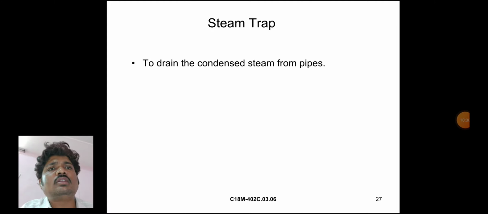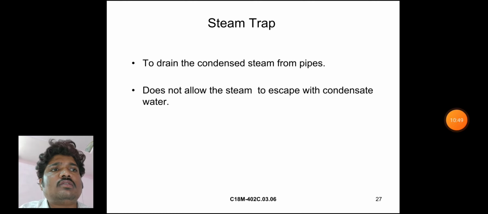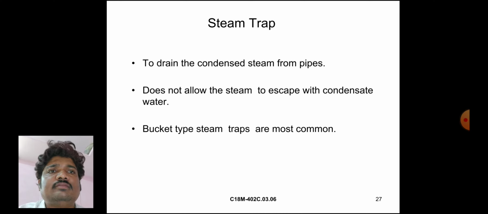Next we discuss about the boiler accessories: steam trap. To drain the condensed steam from pipes. Does not allow the steam to escape with condensate water. Bucket type steam traps are most common.